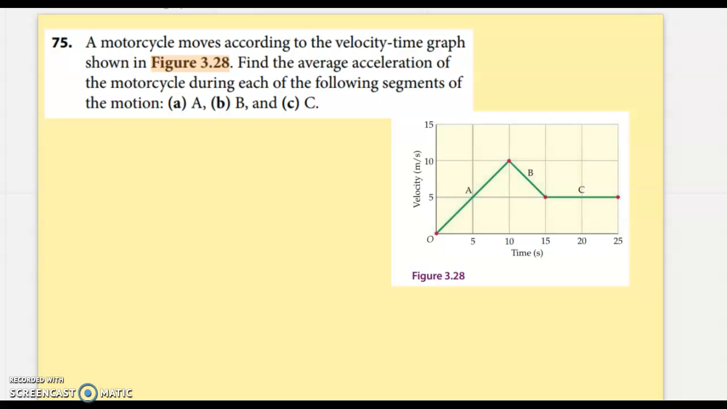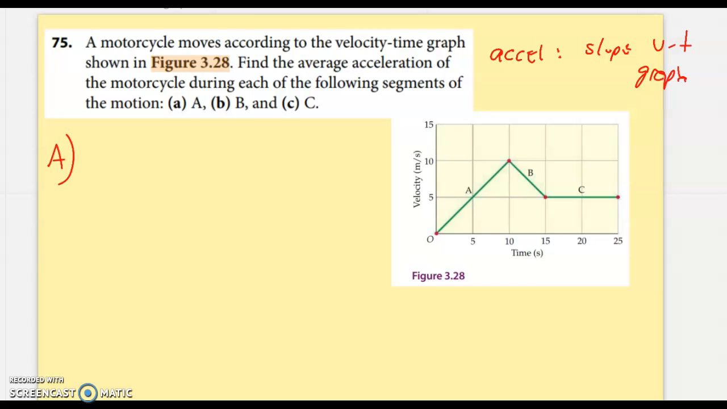Here's 75. A motorcycle moves according to the velocity time graph shown here. Find the average acceleration of the motorcycle during segment A, segment B, segment C. Remember earlier in the video that I said that the acceleration is the slope of the velocity time graph. So all I have to do is find those three slopes.